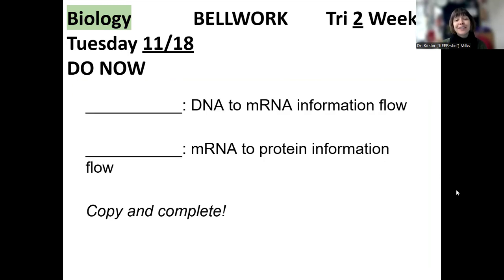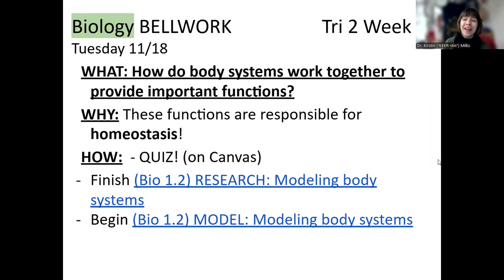These two words are so important that I want to make sure you know them. Blank is from DNA to mRNA information flow, and blank is mRNA to protein information flow. Please copy those two and put the correct vocab word in. If you don't know, please go look at page 6. That's going to be your 1.1 study guide. It'll have information for you. You can write SAME, S-A-M-E.